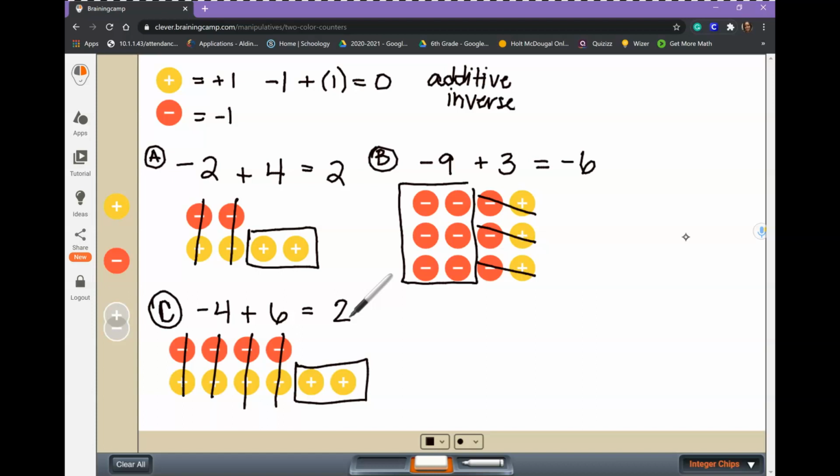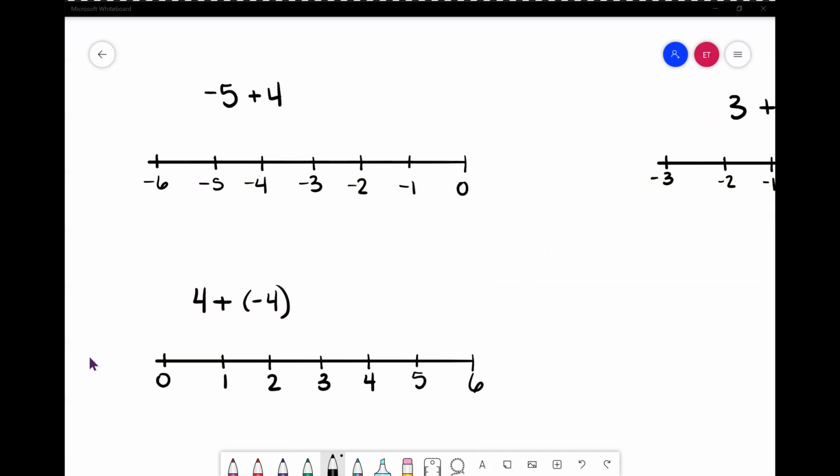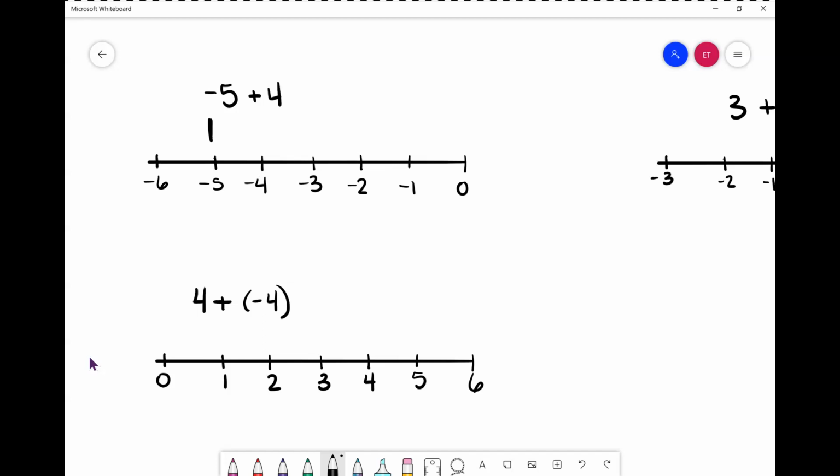Now I'm going to show you adding integers using the number line. So I'm going to have -5 plus 4. So I'm going to start at -5, and then because my 4 is positive, I'm going to be going to the right. So I'm going to go 1, 2, 3, 4, and my answer for my sum is -1.